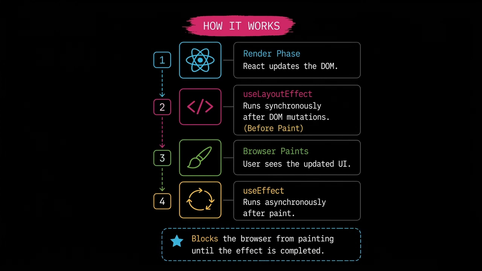If you try to position elements using useEffect, the browser paints the wrong position first, then jumps to the correct one, causing an ugly visual flicker. useLayoutEffect blocks the paint window until updates complete, ensuring smooth, flawless UI updates.